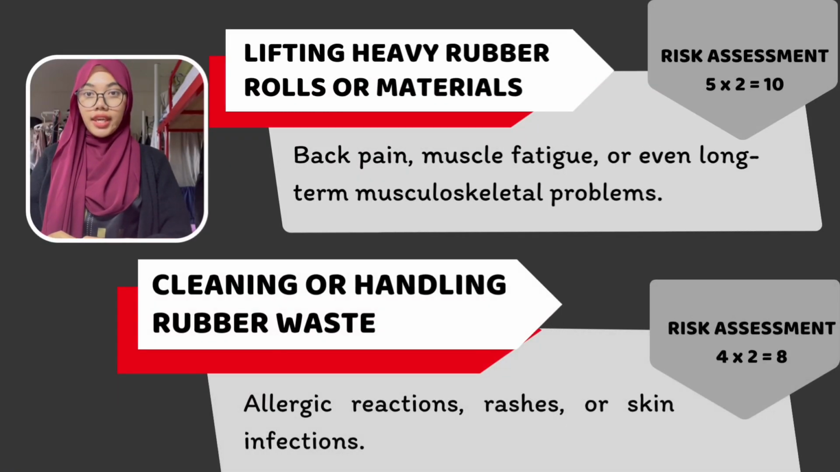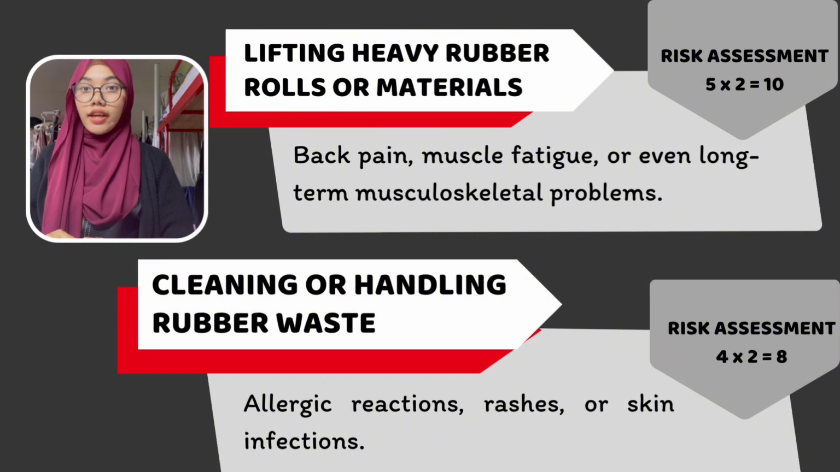Next is lifting heavy rubber rolls or materials. This activity introduces an ergonomic hazard due to heavy lifting and awkward posture. The risks include back pain, muscle fatigue, and long-term muscular problems. The likelihood is 5, which is almost certain to happen, while the severity is 2, which can cause moderate injuries, giving a medium risk score of 12.